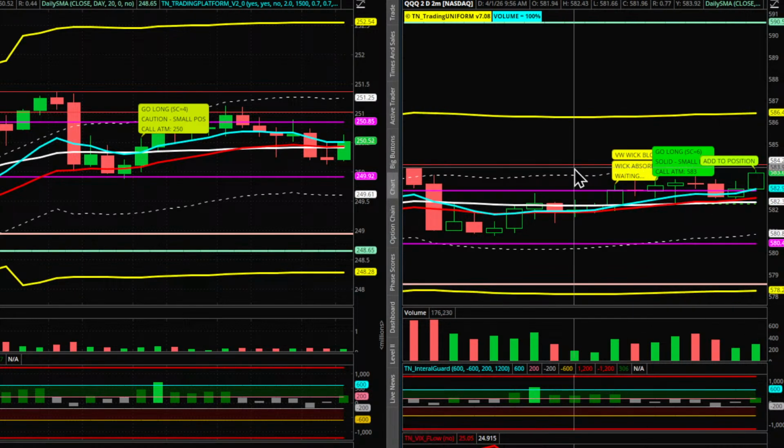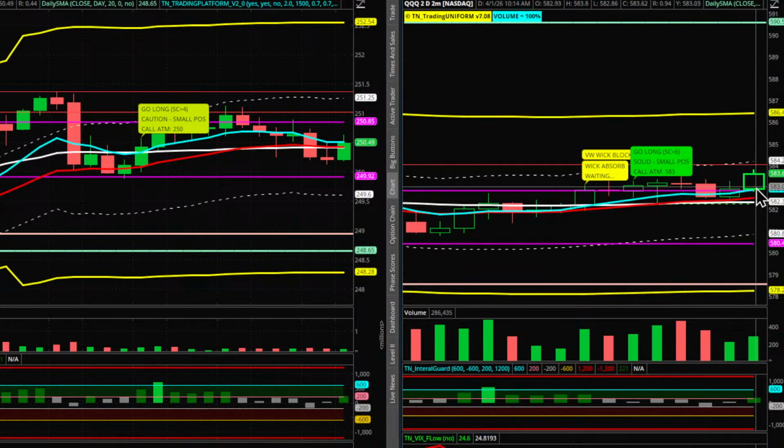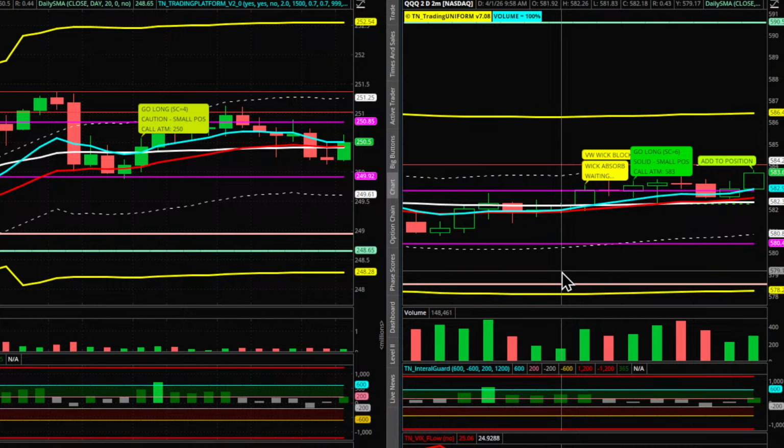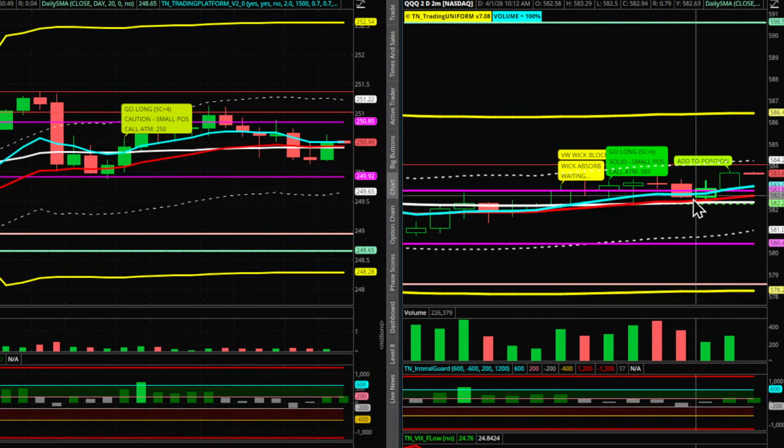QQQ, it's depending on how this candle closes. It's trying to tell us that, hey, the setup is looking good. Add more to your position.